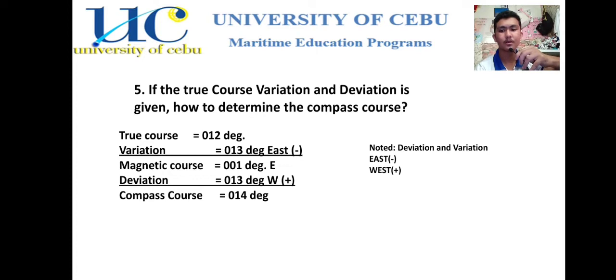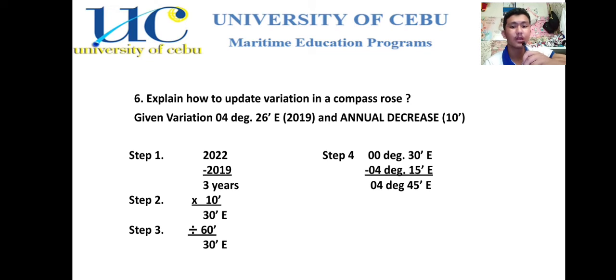The deviation is equal to 013 degrees west, so we have to add them, and the compass course will be 014 degrees. So note that for deviation and variation, east is always minus and west is always add. So moving on to our next problem, which is number 6.